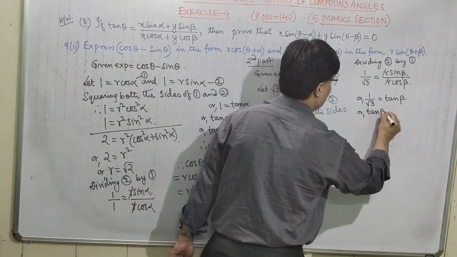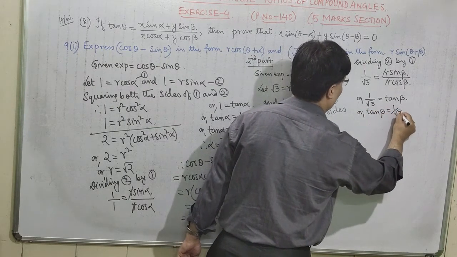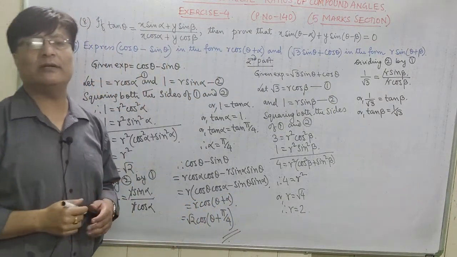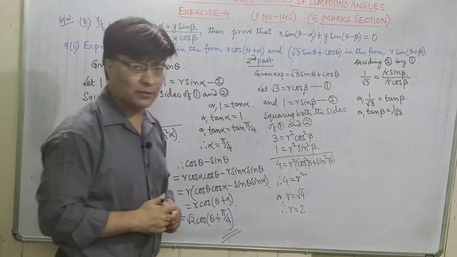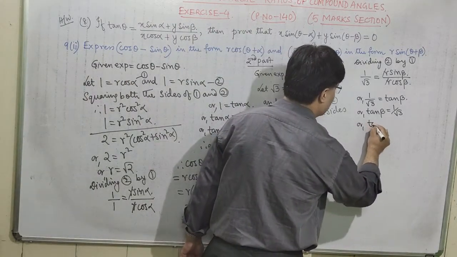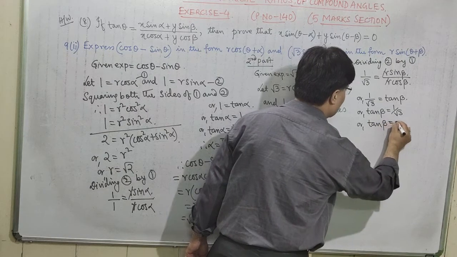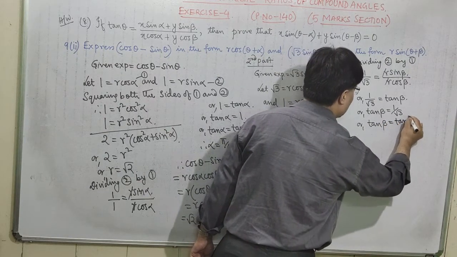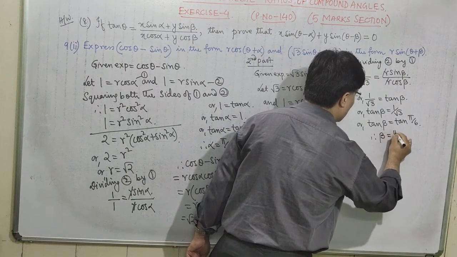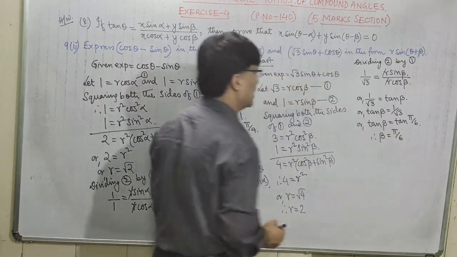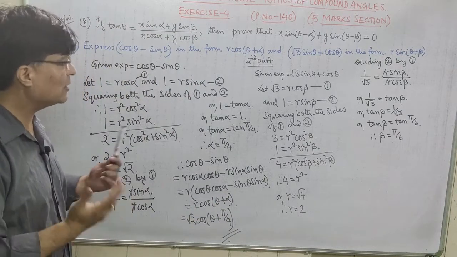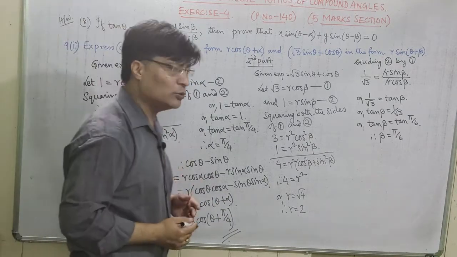Now this is tan beta is equal to 1 by root 3. Now you know that tan of which angle is 1 by root 3? This is tan 30 degrees, isn't it? So in terms of radian, it is pi by 6. So tan beta is equal to tan pi by 6. So what is the value for beta now? So here beta is equal to pi by 6. Is that clear? So now in the next step, what will you do?